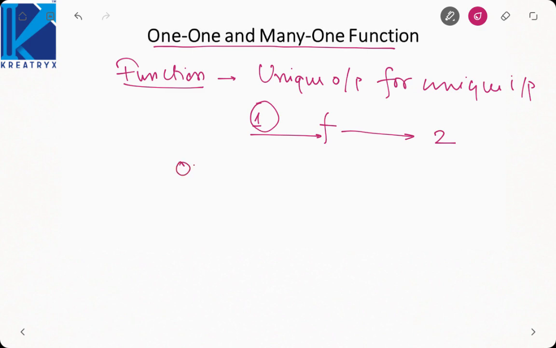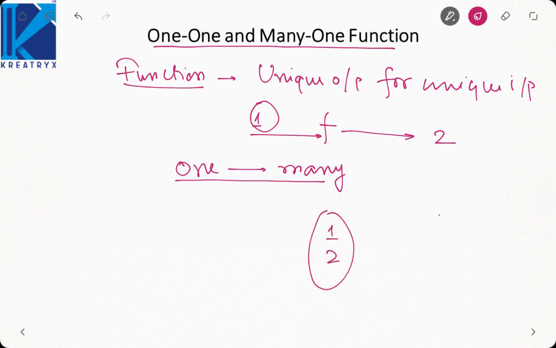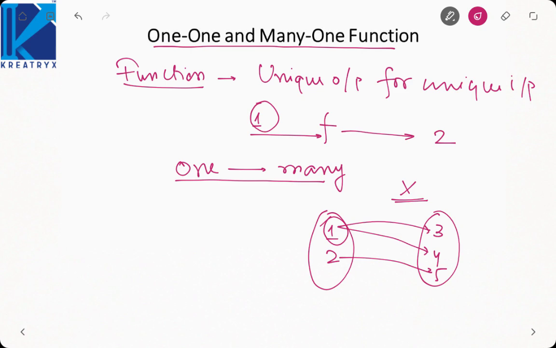Which means, one-to-many relationship is not possible. That is, one input can never lead to multiple outputs. One input can always only lead to one output. Okay. So remember, whenever you see one-to-many relationship, then it is not possible. That is, if I give you a mapping like this, 1, 2, 3, 4, 5 like this, then it is not a function. Why is it not a function? Because this value 1 is mapped to two values 3 and 4.